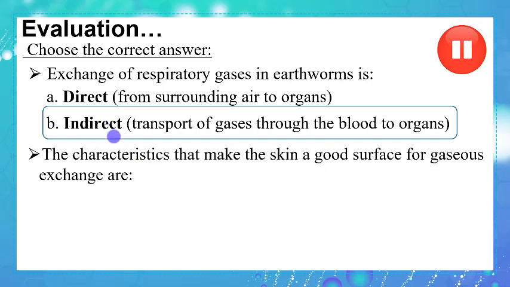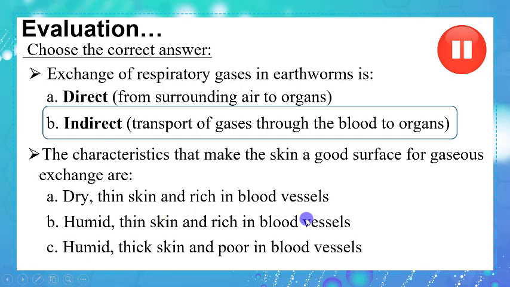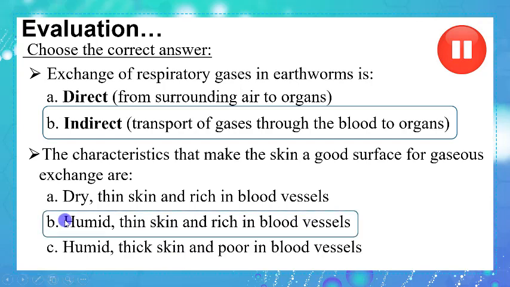The characteristics that make the skin a good surface for gaseous exchange are: A. Dry, thin skin and rich in blood vessels. Is that correct? Dry? Sure, it's not. B. Humid, thin skin and rich in blood vessels. These are correct. The skin is humid, thin, and rich in blood vessels. The third choice, humid, thick, and poor in blood vessels. It's not poor, it is rich in blood vessels. So the second choice is the correct one.